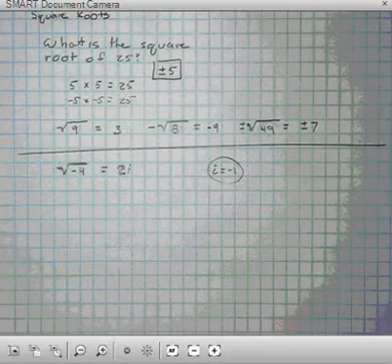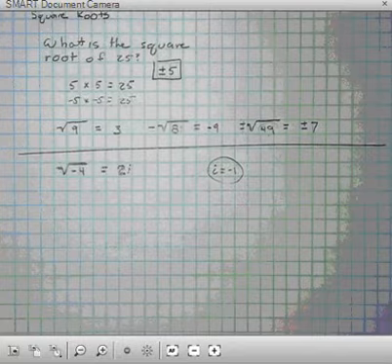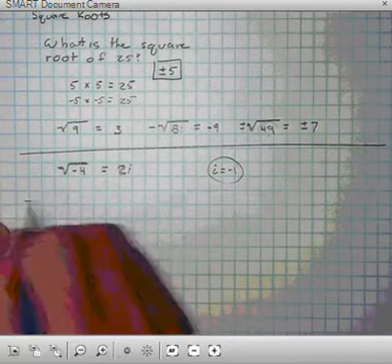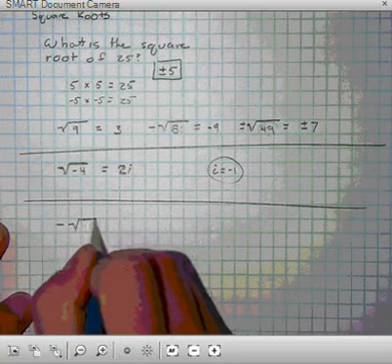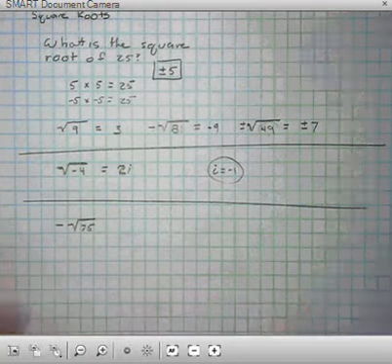There are some more that I wouldn't mind going over. For example, let's do the negative square root of 75.